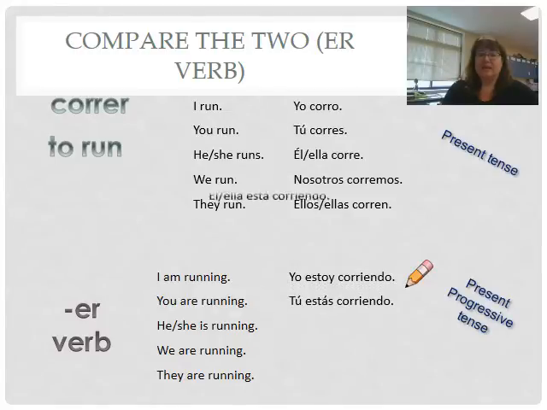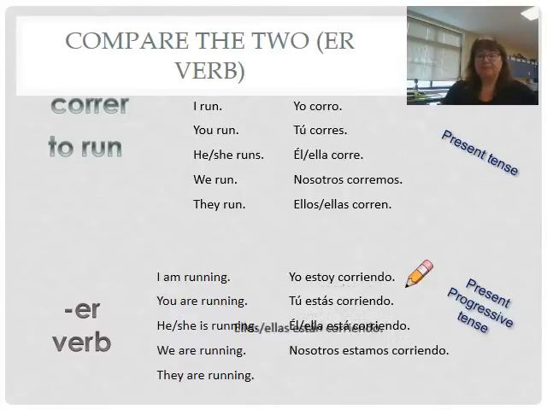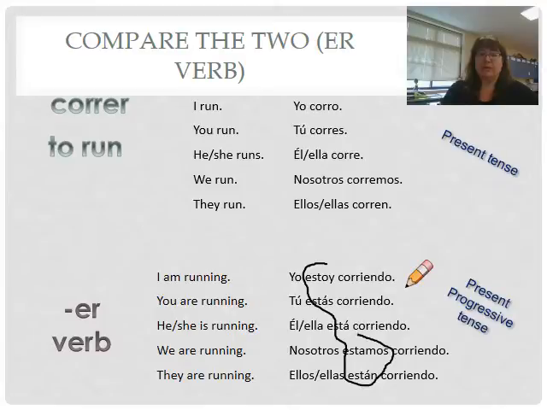Maybe you can try, before you click on to see what the answer is, maybe you could try it in your head. And notice the endings, no matter what, I, you, he, we, they, it's still corriendo. That's what makes this tense really easy to learn, just corriendo. And all you have to do here is choose the correct form of estar. Yo estoy, tú estás, él está, nosotros estamos, ellos están.